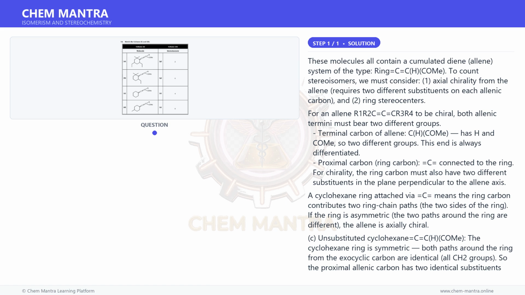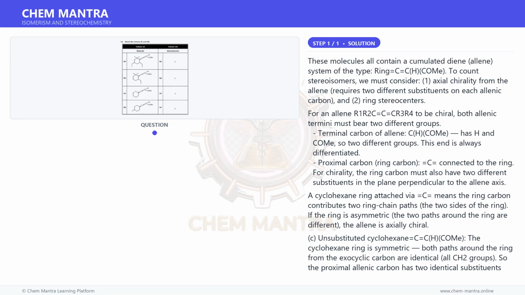But the allene is chiral: the proximal carbon has 2 ring paths that differ because of the methyl at C4. One path has the methyl-bearing carbon, the other does not. So the allene gives 2 stereoisomers, Ra and Sa enantiomers. There is no independent ring stereocenter at C4 because C4's 2 sides are constitutionally equivalent once the ring is symmetric except for the allene end. Total = 2. Matches P.